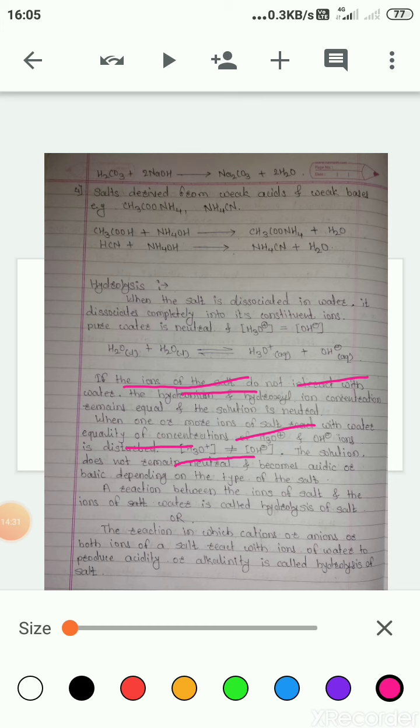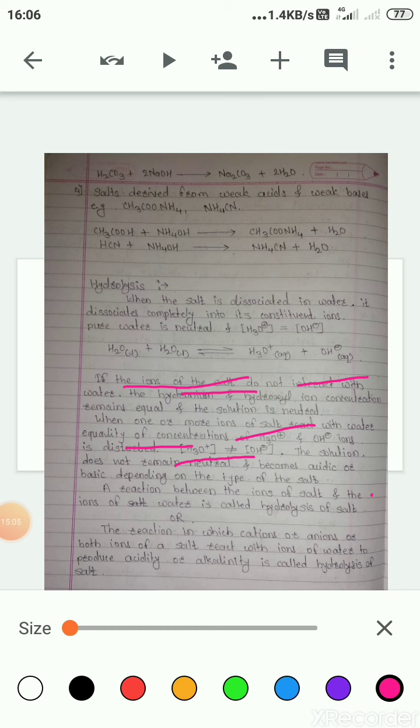Okay, now we are going to see the definition of hydrolysis of salt. The reaction between the ions of salt and the ions of water is called hydrolysis of salt. Or we can define it another way: the reaction in which cations or anions or both ions of the salt react with water to produce acidity or alkalinity is called hydrolysis of salt.